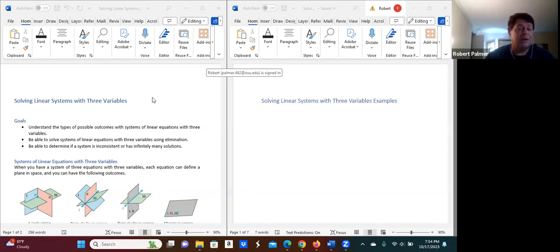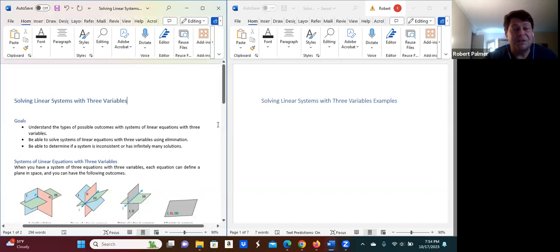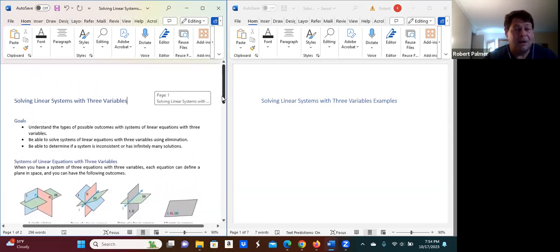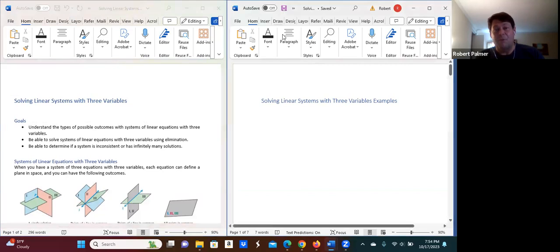So our goal is then to understand the types of possible outcomes of systems of linear equations with three variables, and be able to solve these systems. We use elimination. We can use substitution, but we'll focus on elimination here. And also be able to determine whether a system is inconsistent, meaning it has no solution, or has infinitely many solutions. Now remember, linear means that all our variables are the first power. So let's come over here to the right and look at our first example.